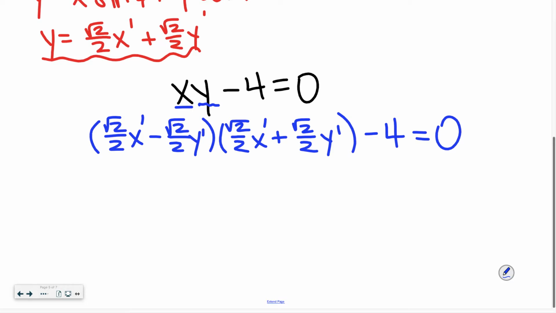Radical 2 over 2 x prime times radical 2 over 2 x prime is 1/2 x prime squared. Radical 2 over 2 x prime times radical 2 over 2 y prime is 1/2 x prime y prime.